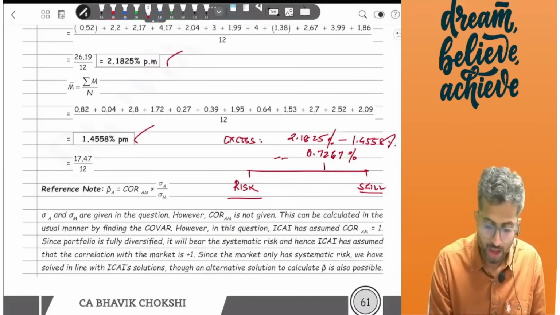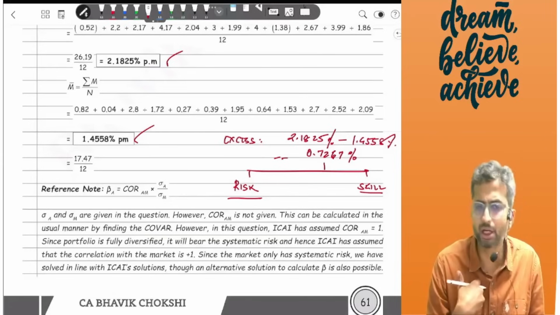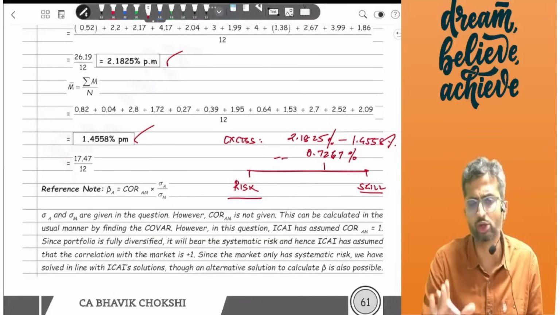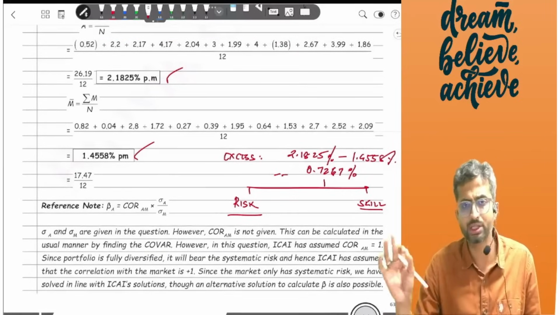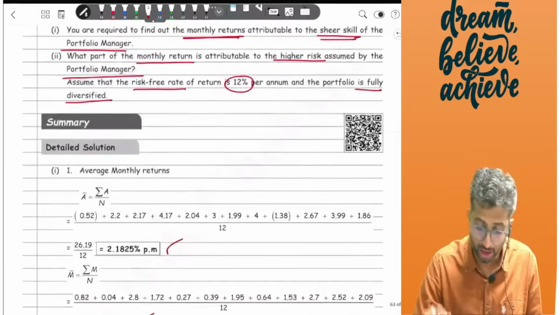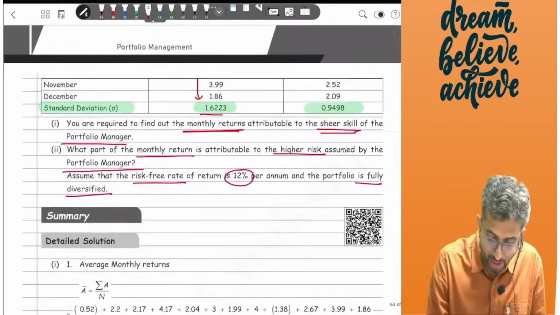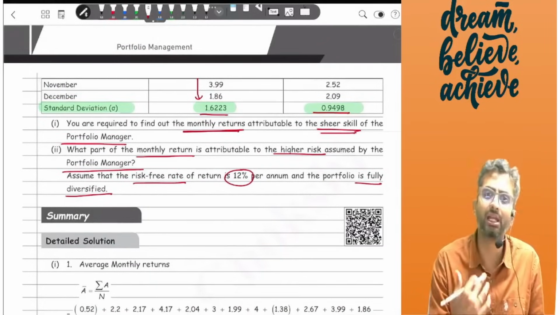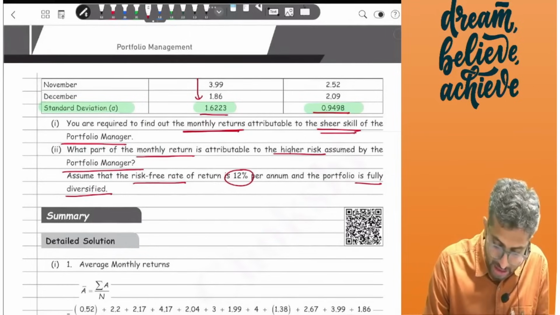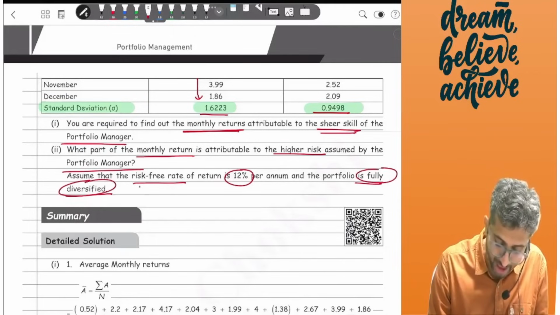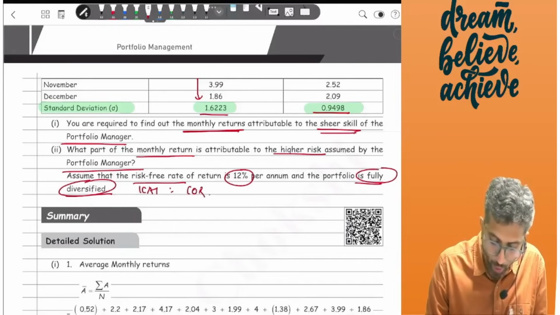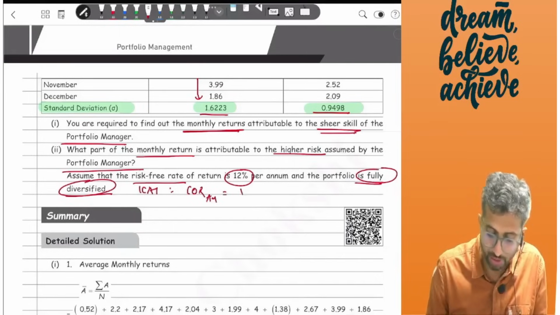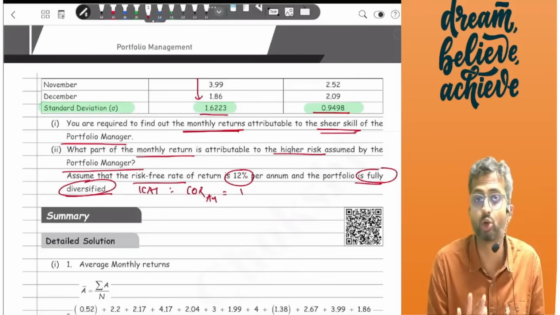Now beta could have been calculated, in my limited understanding, by using the formula: correlation of the security with the market into standard deviation of security upon standard deviation of market. You can use the standard deviation data given over here and you can derive the correlation, in my limited understanding. Now what has the institute assumed over here? The institute has assumed that since the portfolio is fully diversified, implicitly the correlation of portfolio A to the market is actually 1. Now that is not necessary, but the institute has assumed that.